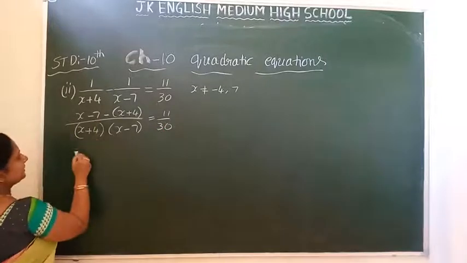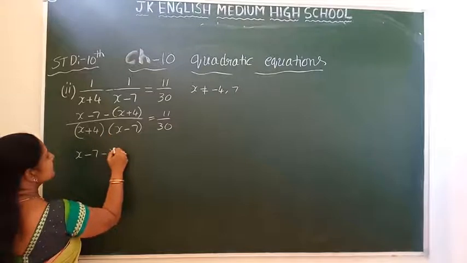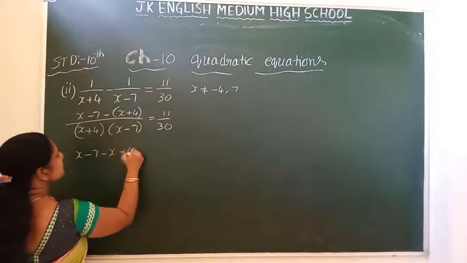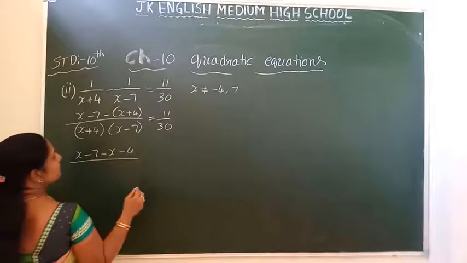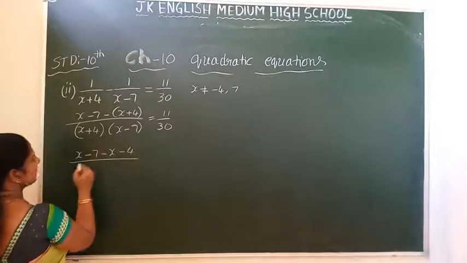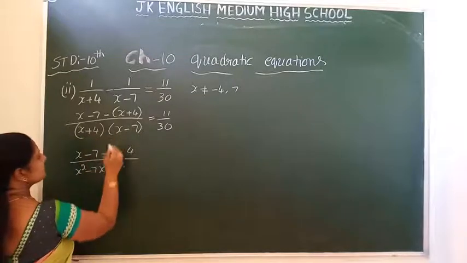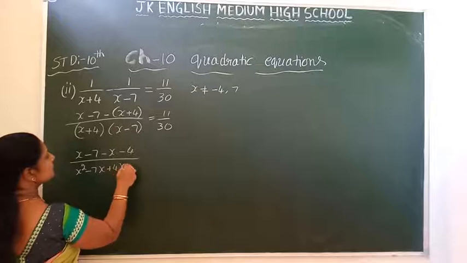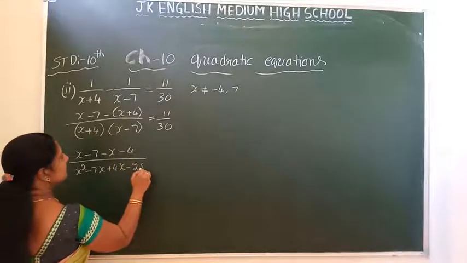So simplify the numerator: x minus 7, minus into plus minus x, minus into plus minus 4, divided by, you have to multiply these two: x into x is x square, minus 7x, plus 4x, and minus 7 fours are minus 28.